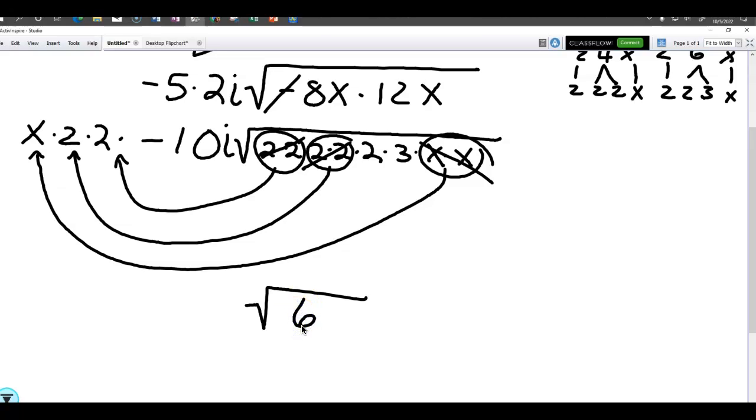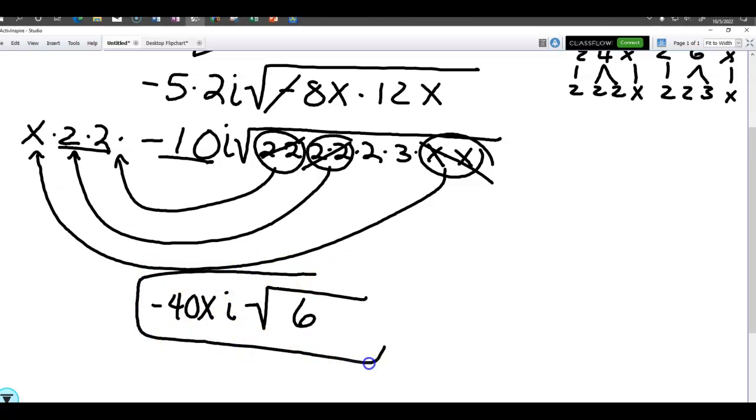Good. Now on the outside, I've got, what is x times 2 times 2 times negative 10? Negative 40x. Good. So if you're not following that, it's 2 times 2 is 4, right? And 4 times negative 10 is negative 40. So that's where that comes from. You have the x, and we don't want to forget the i that's there also. Okay? So there's that. So that's the end of it.